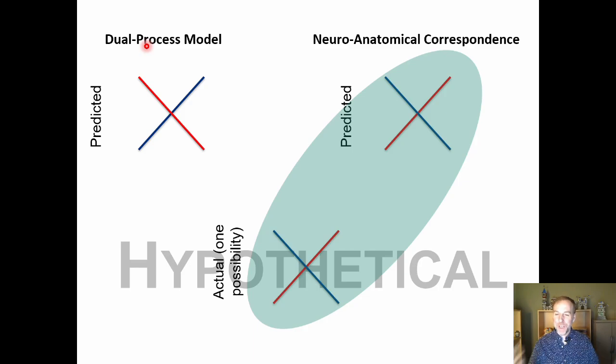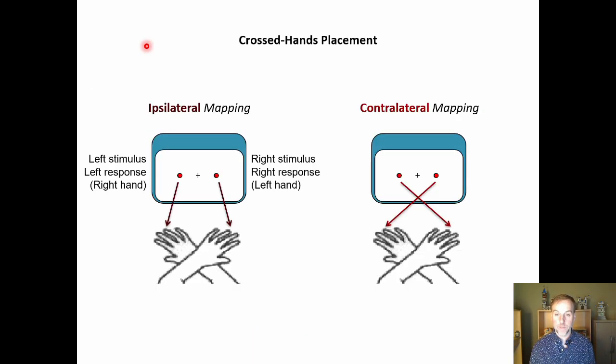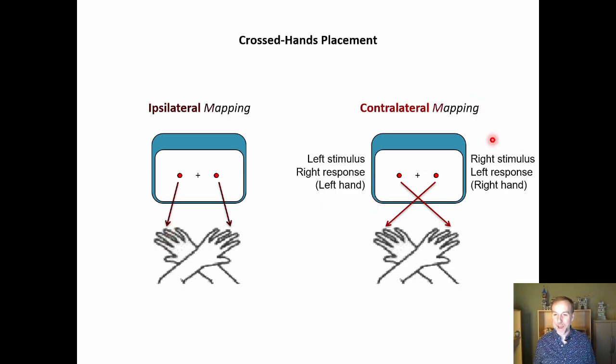So enter kind of the genius of cognitive psychology. How can we design an experiment so that these 2 hypotheses make opposite predictions? And the answer to that, which seems so simple that it might be irrelevant, but turns out it's of critical importance, is we ask participants to cross their hands. So you're going to cross your hands, and you'll do 1 block with an ipsilateral mapping. So left stimulus still requires a left response, although that is now with your right hand. And then you would do a contralateral mapping. So here, a left stimulus requires a right response, which now happens to be with your left hand.